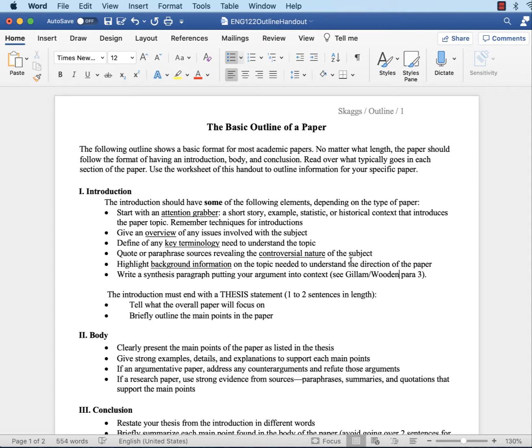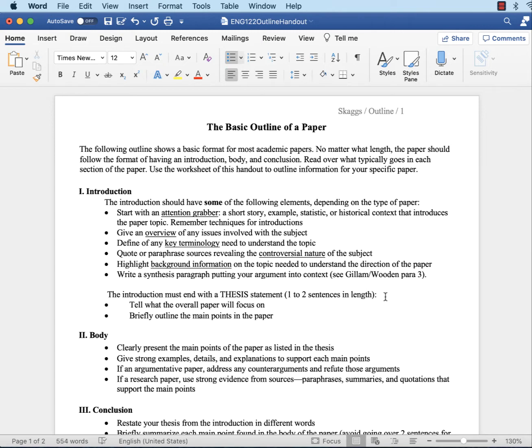So it doesn't have to be exactly like our Hermit Crab academic essay, but it does need to provide context of what sources, credible sources, are saying about the topic that you're going to be entering in conversation with. The introduction must end with a thesis statement.